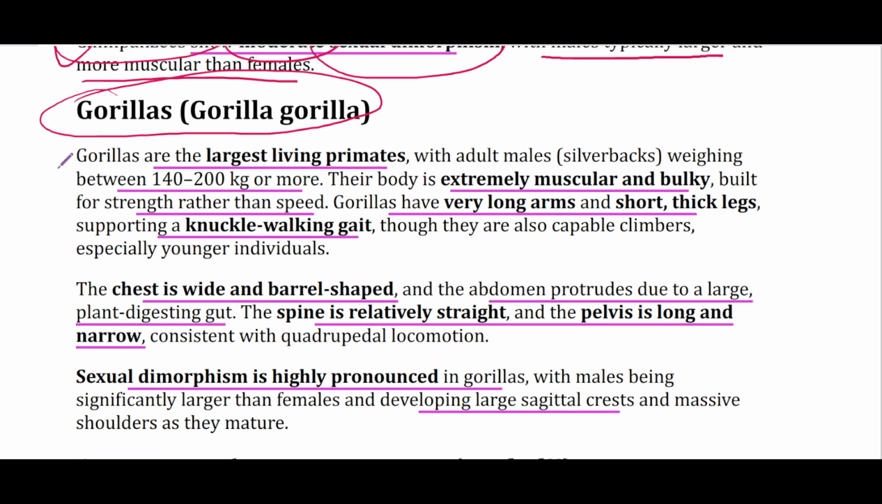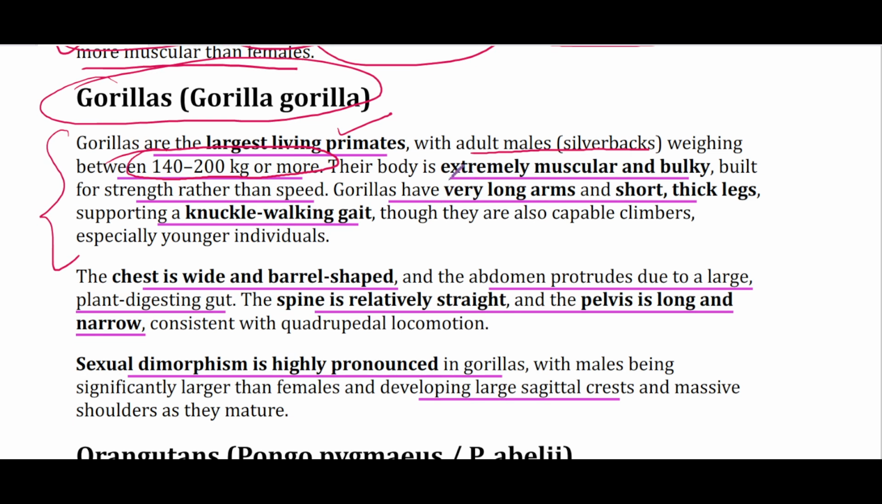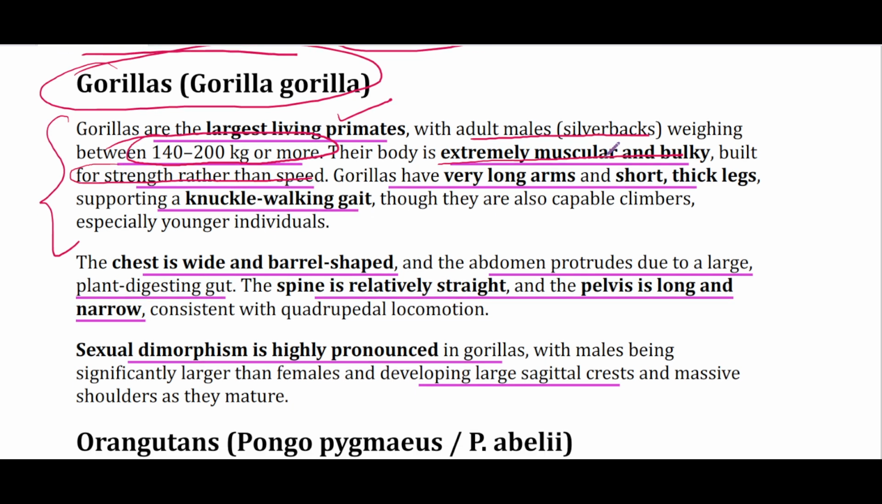The gorillas are the largest living primates, and adult males, especially the silverbacks, can weigh up to 140 to 200 kg or more, and their body is extremely muscular or bulky, where the design is for strength rather than speed.